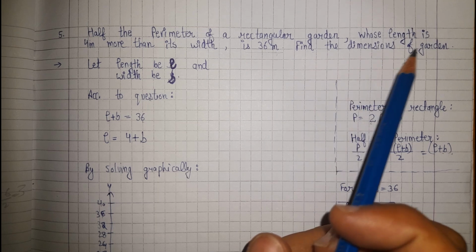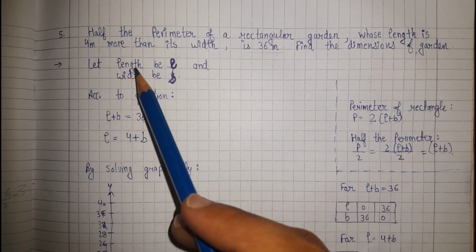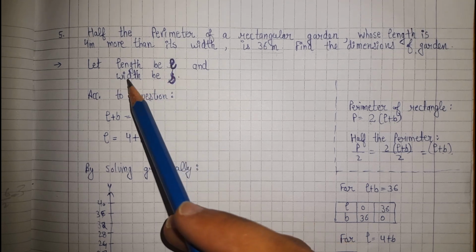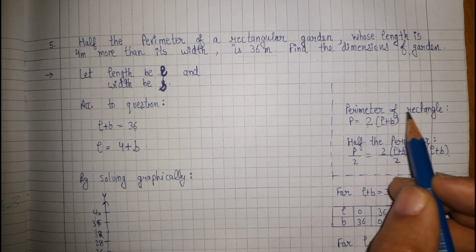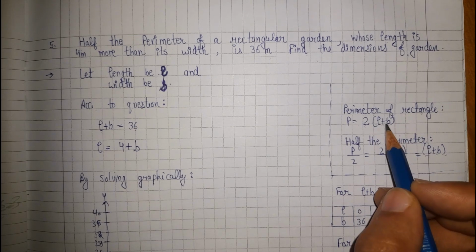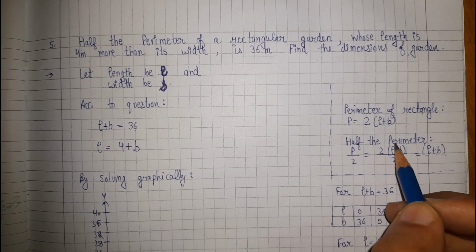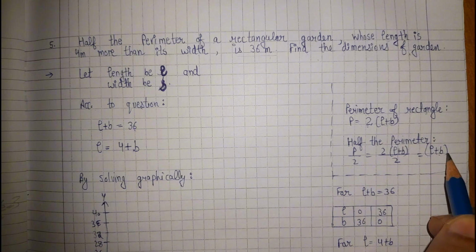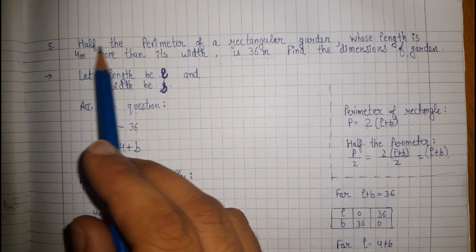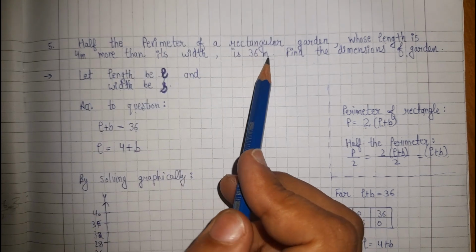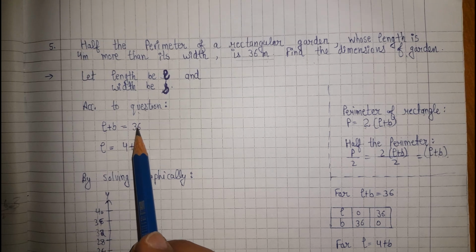Find the dimensions of a garden. Now let the length of the rectangular garden be L and the width be B. Since we know that the perimeter of a rectangle is 2 times (L plus B), half the perimeter is equal to L plus B. According to the question, half the perimeter is 36, so L plus B is equal to 36.